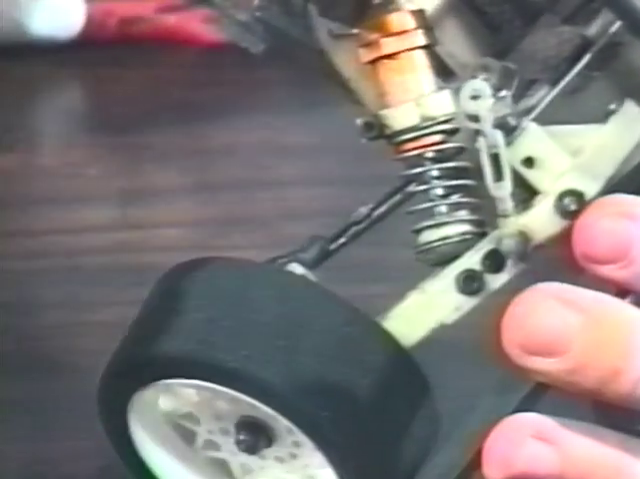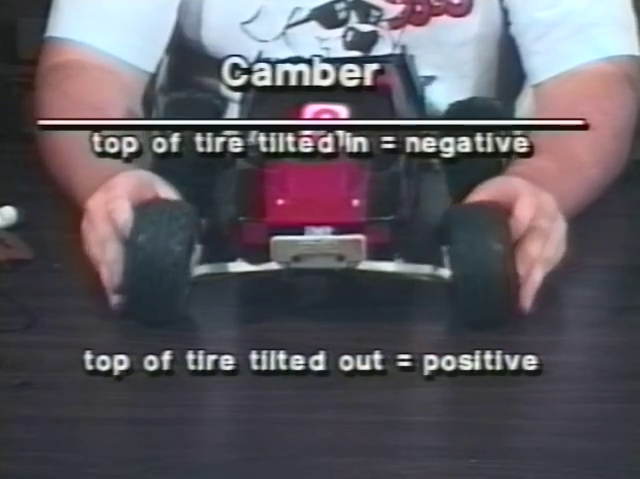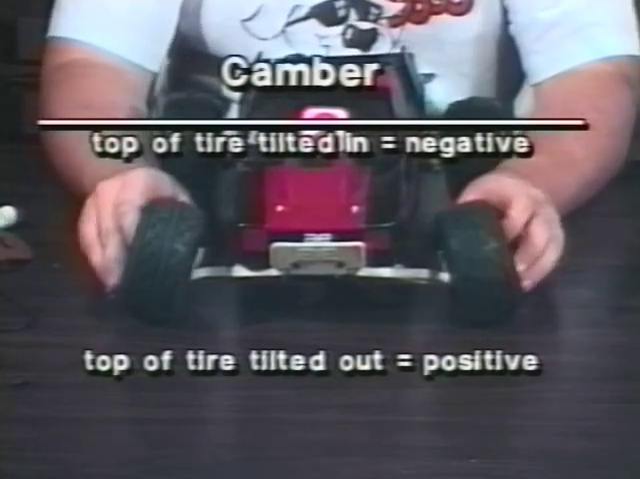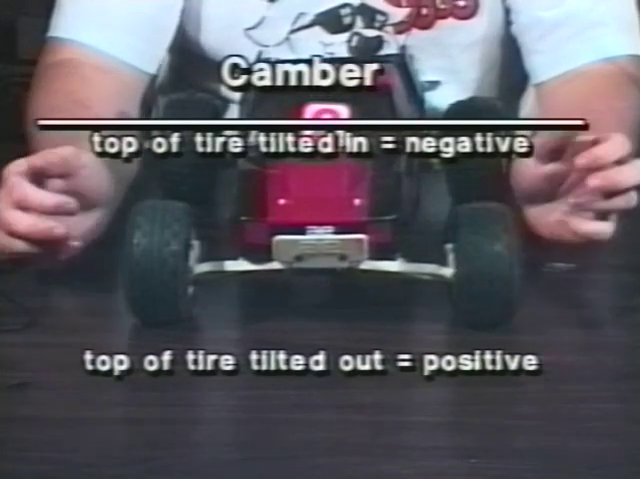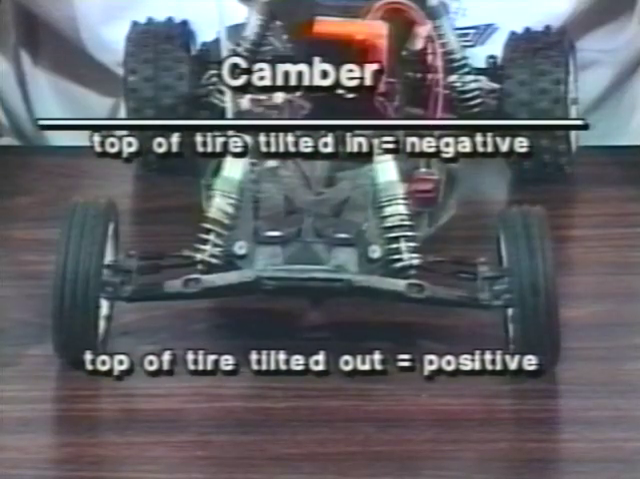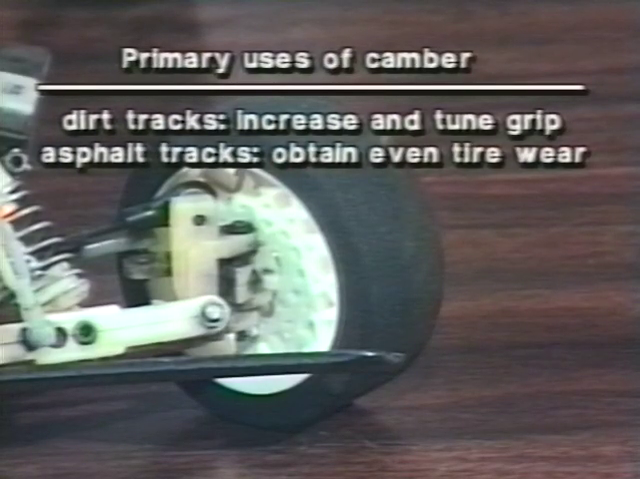Caster is designed into a car but can be changed on some designs, and camber is adjusted by tightening or loosening the top link on your suspension. This is negative camber, and this is positive camber. Negative camber increases the bite on the outside tire in a turn, and decreases the bite on the inside tire. Generally, more negative camber will increase traction on an off-road dirt car, and on an asphalt car we use camber primarily to get even tire wear.